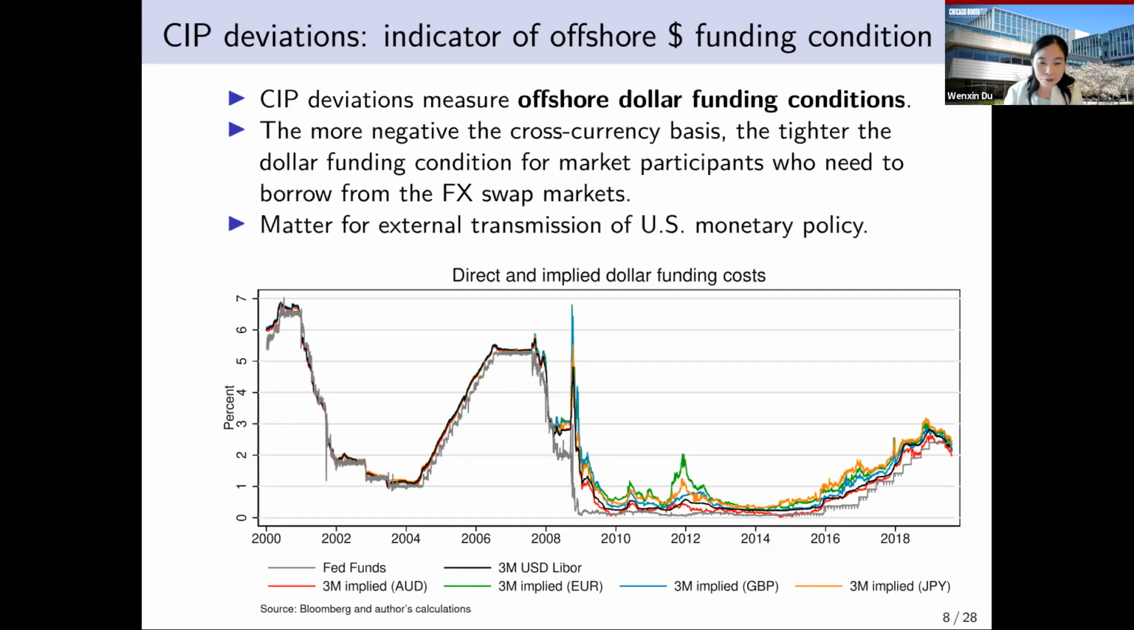The way to look at this figure is there is pretty much one rate prior to the global financial crisis. So what is this rate? That is the Fed funds rate. Okay, so think about US monetary policy makers setting the Fed funds rate. That's our monetary policy target rate.